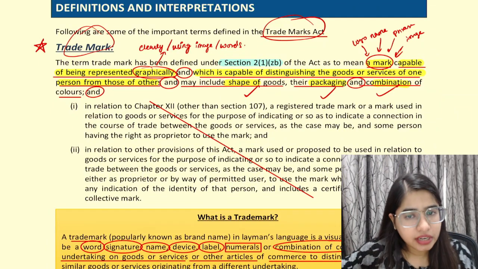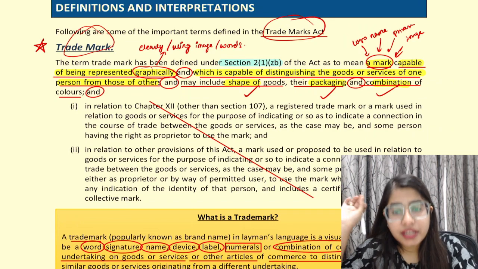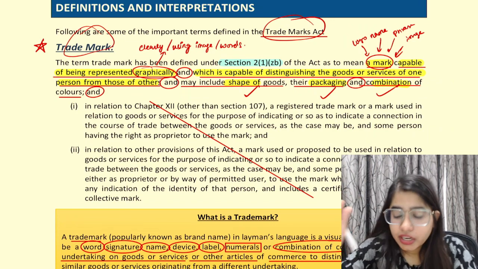Now I hope that the trademark definition is crystal clear to you, and you can easily learn by heart the definition of trademark.